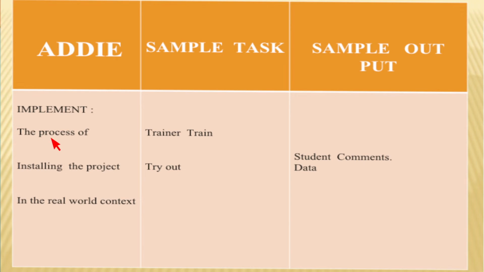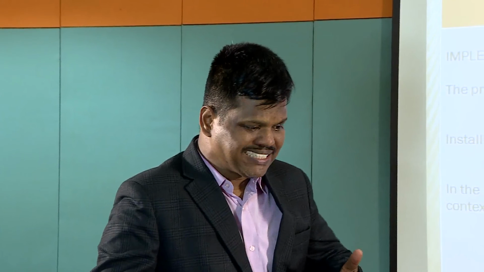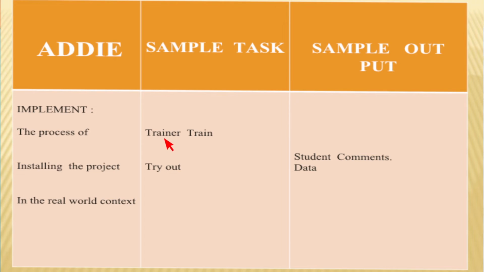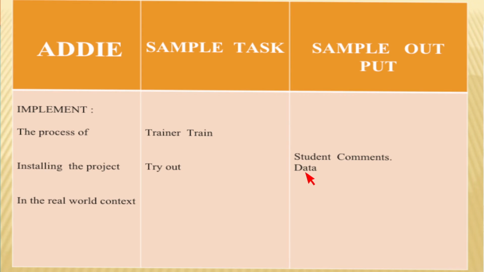Now implement, the process of installing the project in the real world context. To implement means the real activities we are doing. The trainers train using a trial and error model. We can give the first exercise, the trainees do the job, and we see whether the result is achieved or not. We can teach, demonstrate, train, and follow the full-fledged work. In this regard, students' comments are required. The comments are also recorded as data.